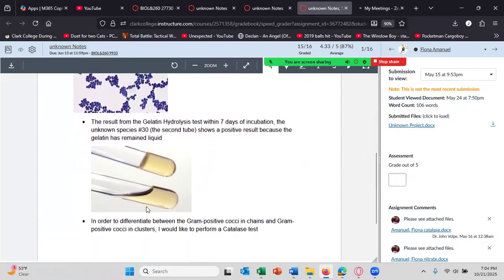And there's the results of the gelatin test. The second tube shows a positive result because the gelatin has remained a liquid. And then she put the next test request. She's requesting the Cadley's test.